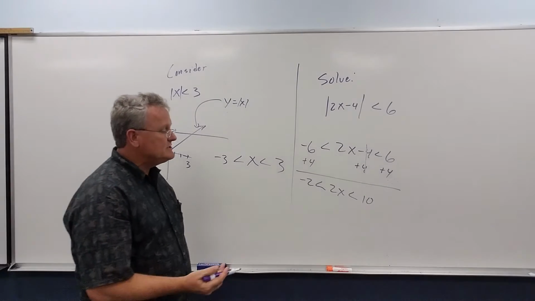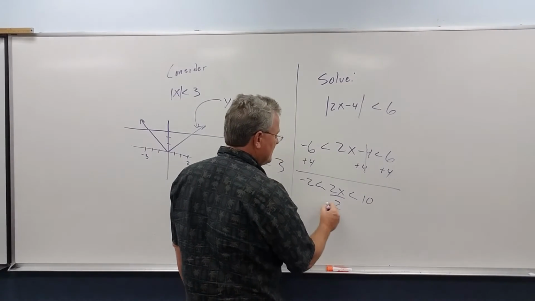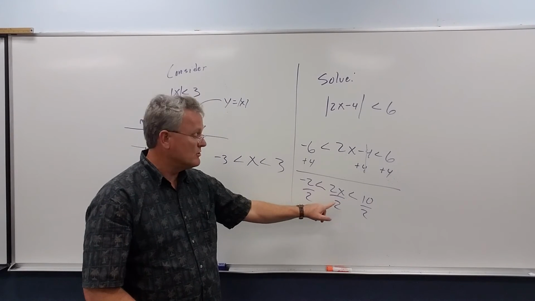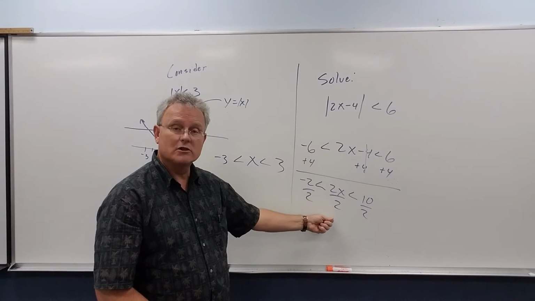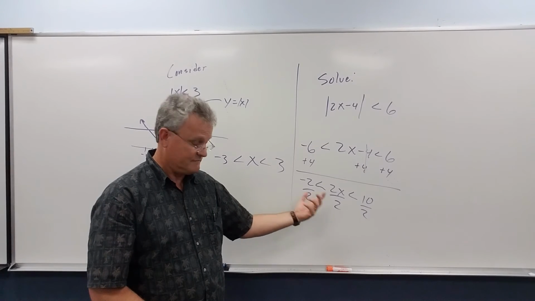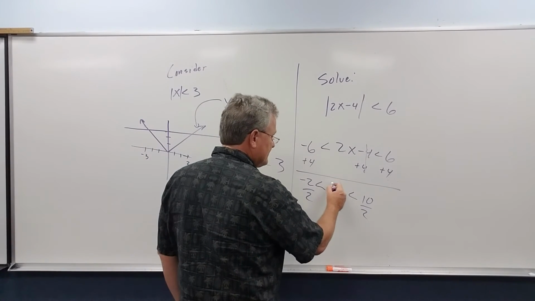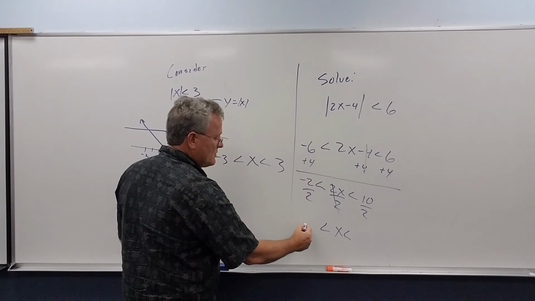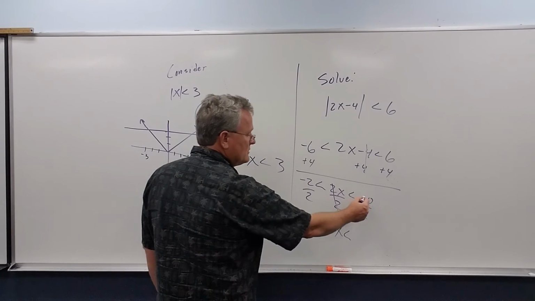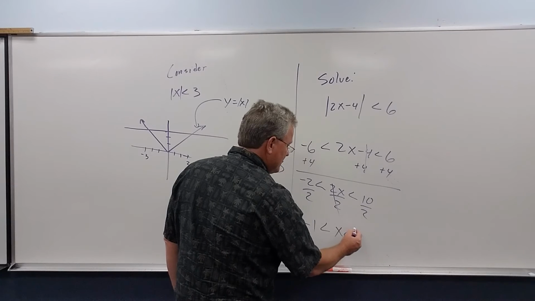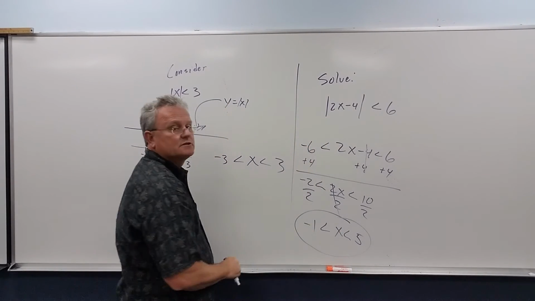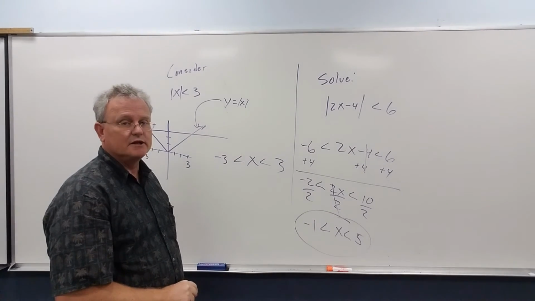Now we divide by 2. We do not need to worry about reversing the inequality. Remember, we only reverse it when we multiply or divide by a negative. So we don't reverse it. This cancels, we get x. Negative 2 over 2 is negative 1. 10 over 2 is 5. So this is the solution to this absolute value inequality.